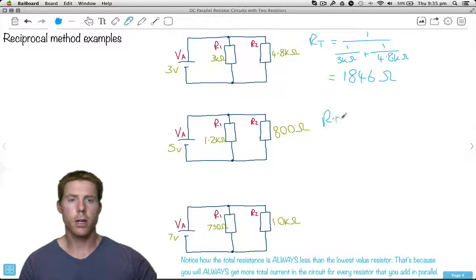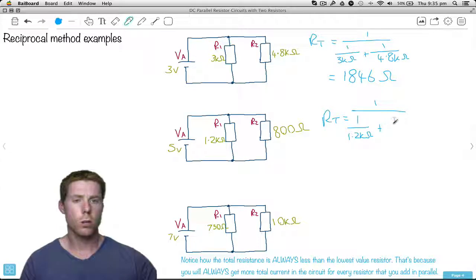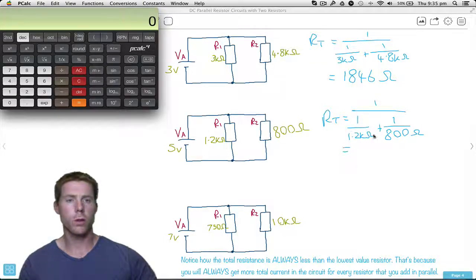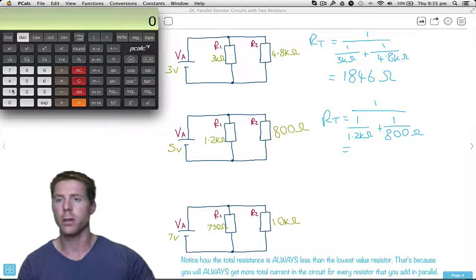Let's try again. RT. We've got 1 divided by, and then R1, which is 1.2K, plus 1 divided by 800 ohms. So follow me with this one. We're going to do this part first, then we're going to add this part, then finally we do 1 divided by that whole thing we got down there.